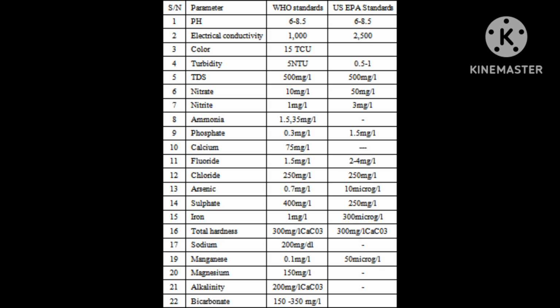Now come to nitrate. The maximum limit of nitrate in drinking water is 50 ppm, just like lead. No, lead is in ppb, this is ppm. Ppb is more dangerous. Nitrate in water should be not more than 50 ppm.